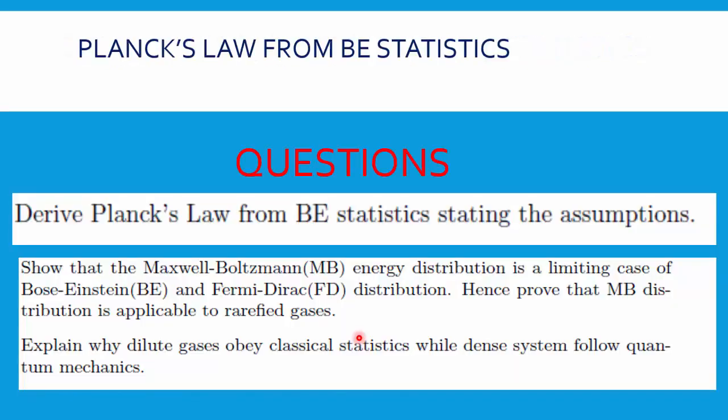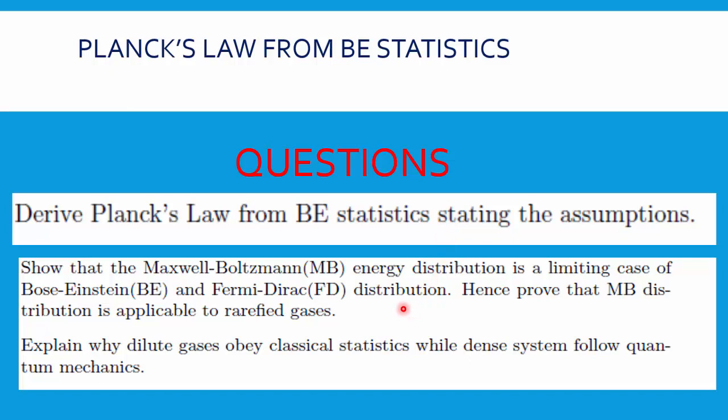So now we come to questions from this lecture. We have already done Planck's law from these statistics, and when you derive it, the assumption is very important, because there we are taking alpha to be 0, because the number of particles, here photons, is not constant for a black body, so dN is not equal to 0 and alpha is equal to 0. This important assumption has to be written during the derivation of Planck's law from these statistics.